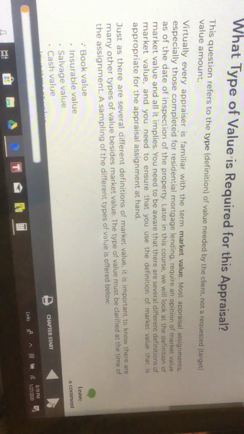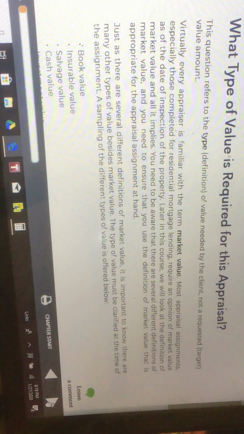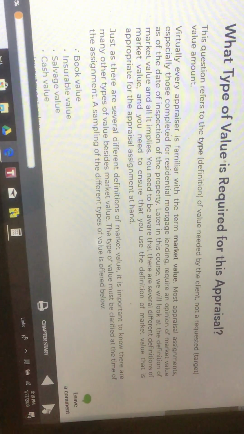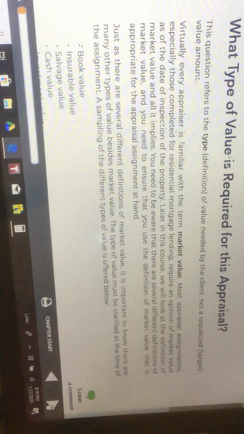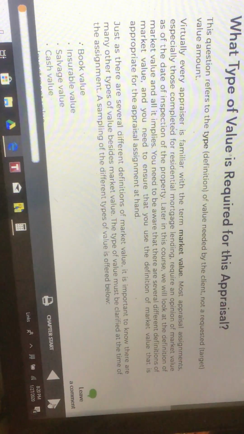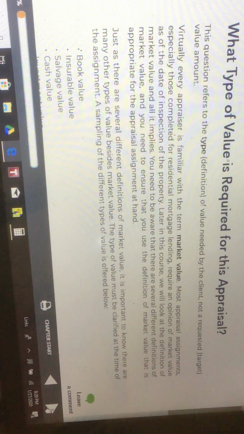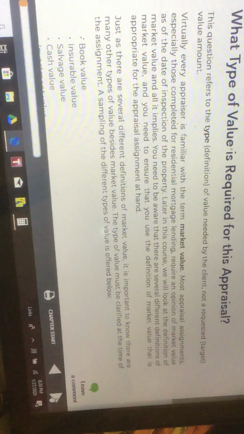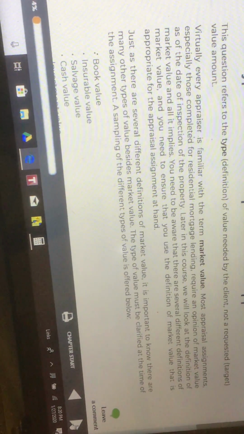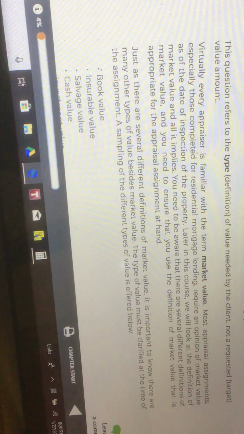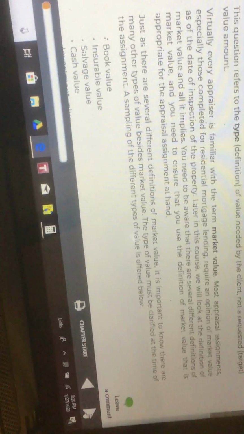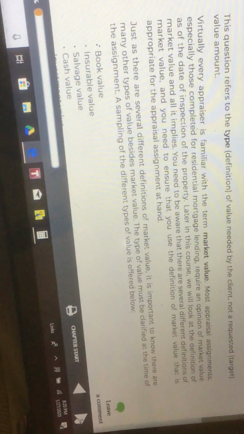Later in this course, we will look at the definition of market value and all it implies. You need to be aware that there are several different definitions of market value, and you need to ensure that you use the definition of market value that is appropriate for the appraisal assignment at hand. Just as there are several different definitions of market value, it is important to know there are many other types of value besides market value.